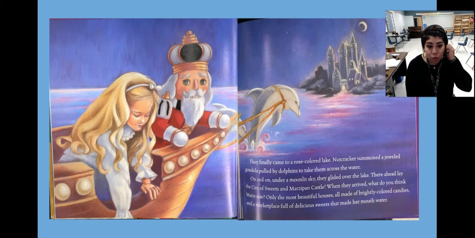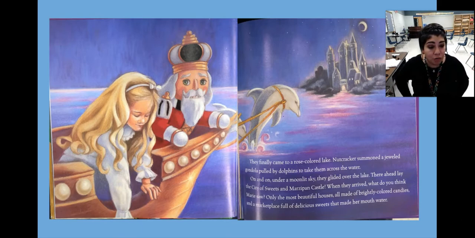They finally came to a rose-colored lake. Nutcracker summoned a jeweled gondola pulled by dolphins to take them across the water. On and on, under a moonlit sky, they glided over the lake. There ahead lay the City of Sweets and Marzipan Castle. When they arrived, what do you think Marie saw?